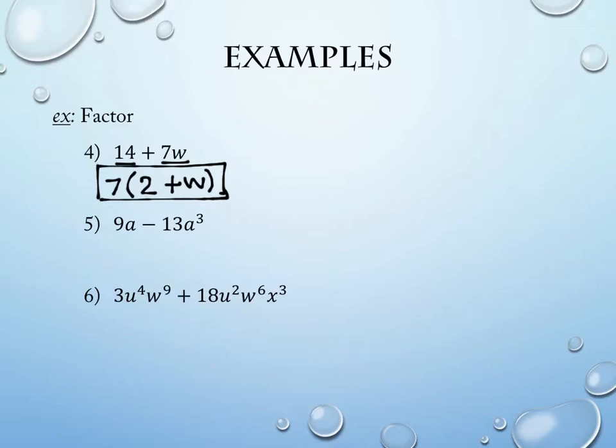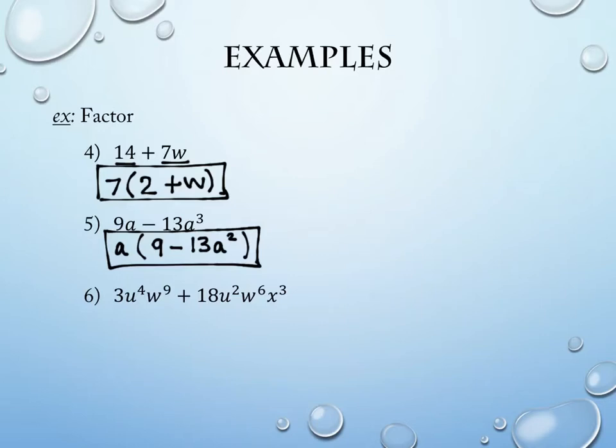What do they have in common? They have an A in common. So if I factor out an A from 9a, what do I have left? 9. The sign will stay the same. And if I factor out an A from 13a cubed, what will we have? 13a squared. Now how could I check to make sure I did it right? Yeah, I could do the distributive property and multiply it back out, right? And if I did it right, then it will equal where I began. Very good.